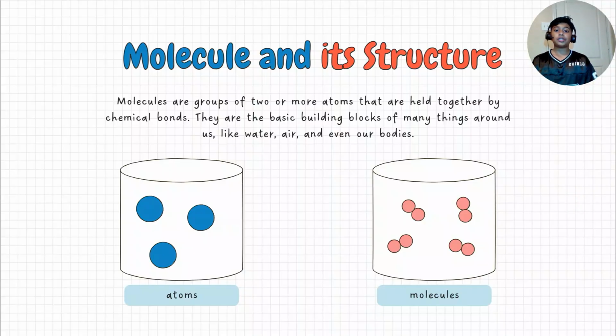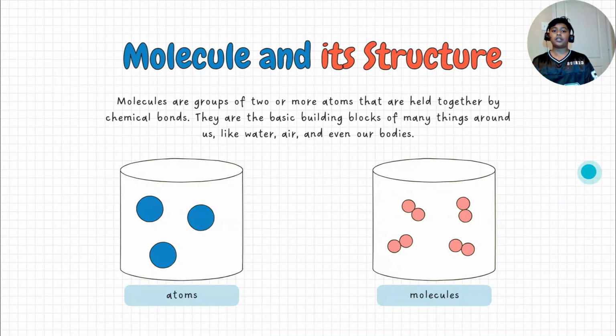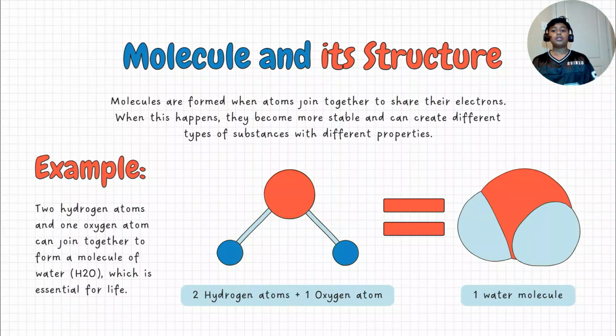Molecules and their structures is what we're going to be moving on to. Molecules are groups of 2 or more atoms that are held together by chemical bonds. They are the basic building blocks of many things around us, like water, air, and even our bodies. So, this is atoms, just single particles by themselves. And this is molecules. Molecules are 2 or more atoms joined together to make another substance. Molecules are formed when atoms join together to share their electrons. When this happens, they become more stable and create different types of substances with different properties.